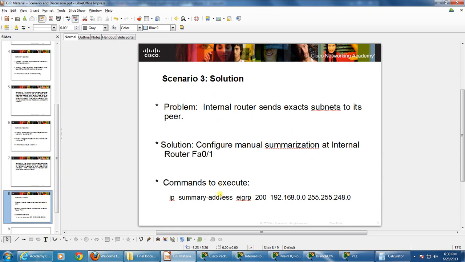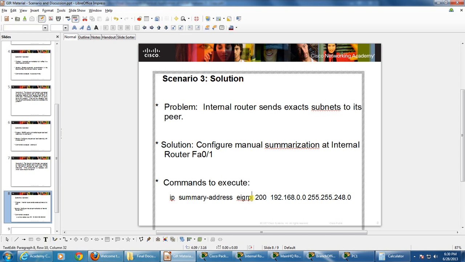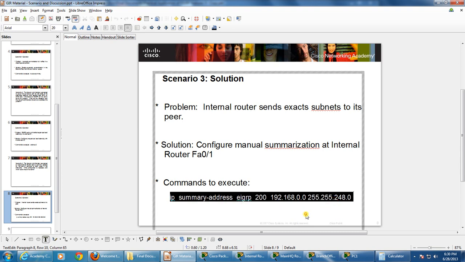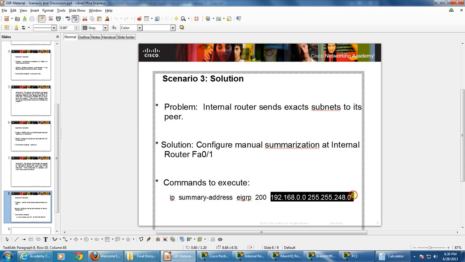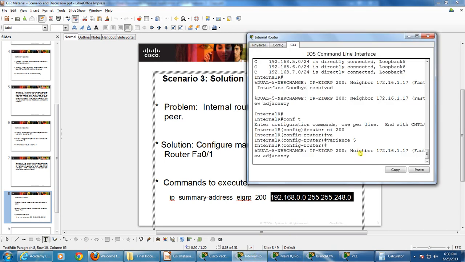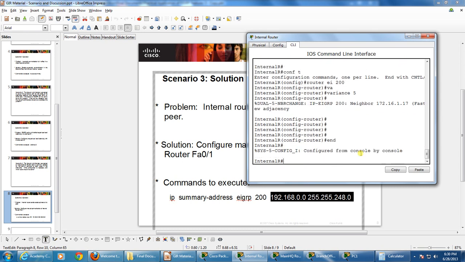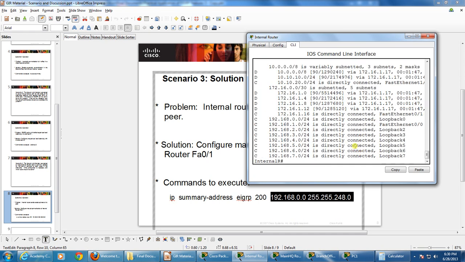So our solution here, of course, is to implement manual summarization. Since automatic summarization is already disabled here, we can enter this command, which serves as a summary for all our networks in the internal router. So let's try to check its routing table. You will find here all the 192.168 networks, that is from 0 to 7/24.